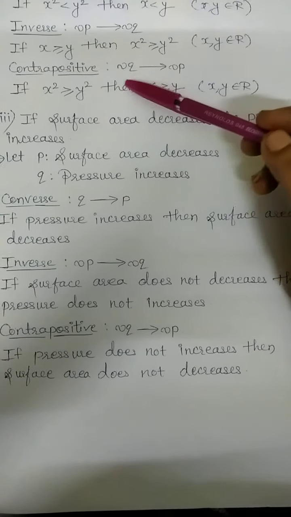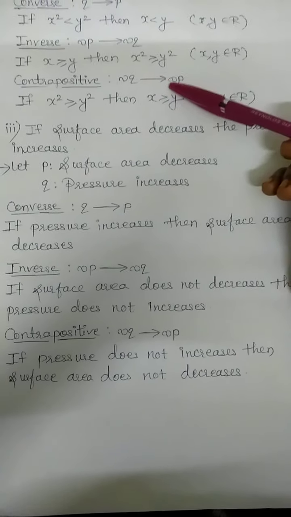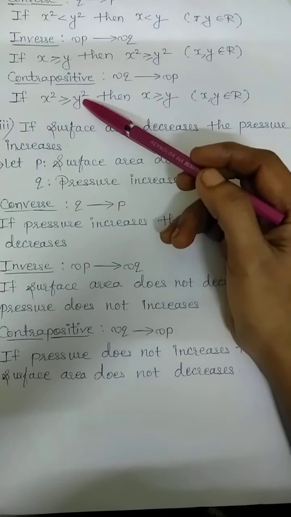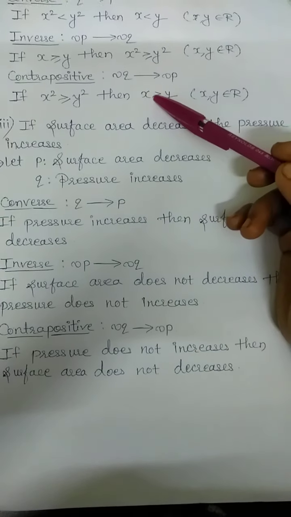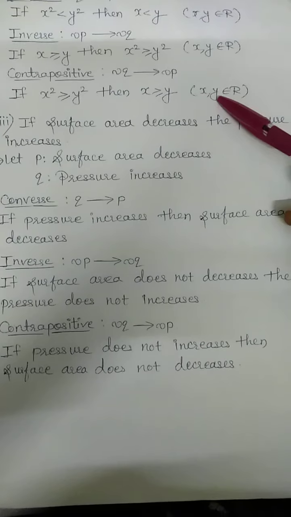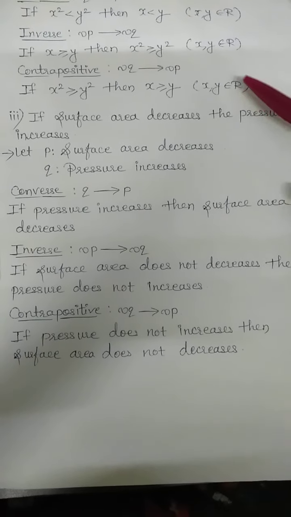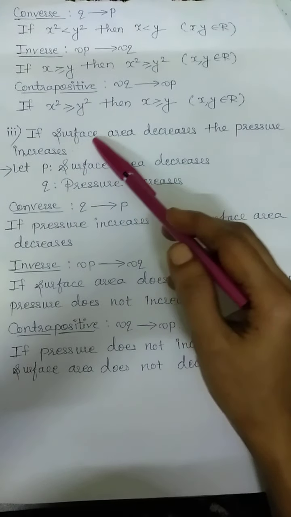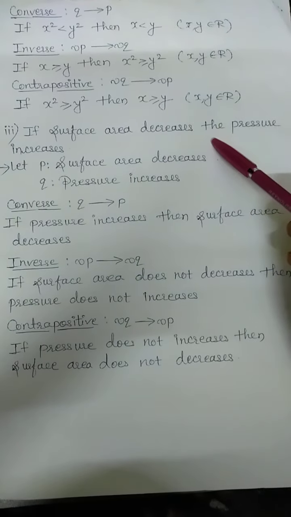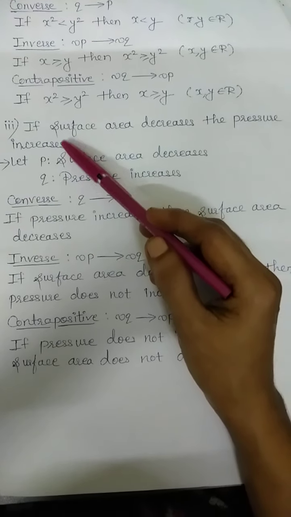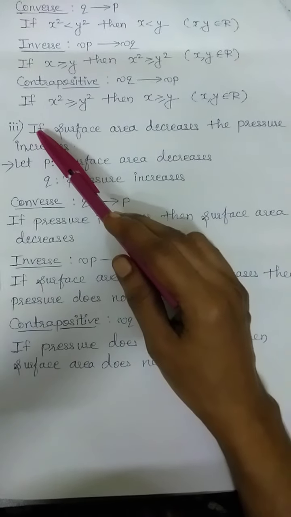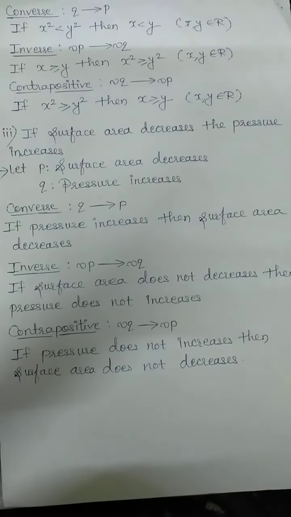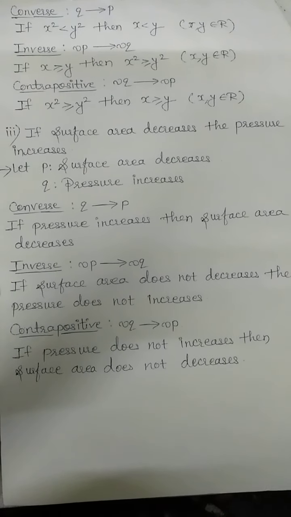Now contrapositive is given by negation of Q implies negation of P. So if x square is greater than or equal to y square then x is greater than or equal to y. X and y belong to real numbers. Now we consider one more example: if surface area decreases then pressure increases. Here also first we will check whether the conditional statement is given or not. Yes, if-then is given, that means the conditional statement is given.